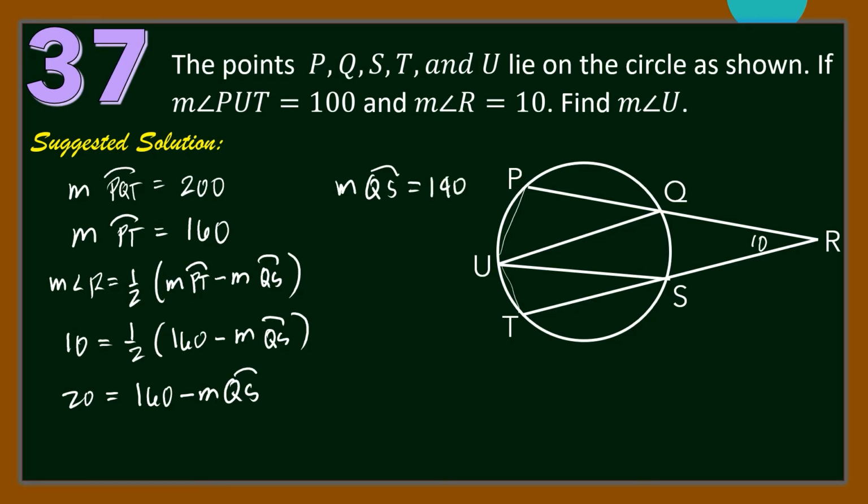Angle U is an inscribed angle that intercepts arc QS. And since arc QS is 140 degrees, then the measure of angle U is half this measure, and that is 70 degrees.